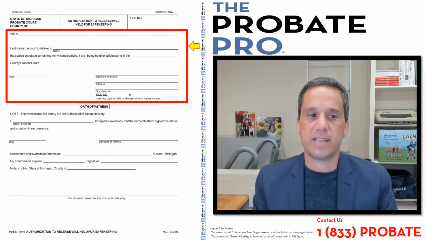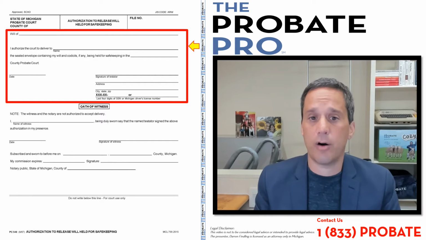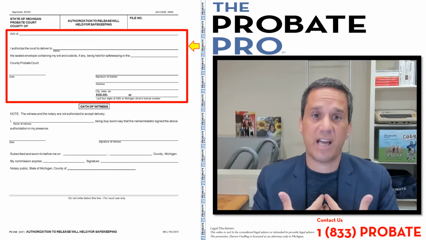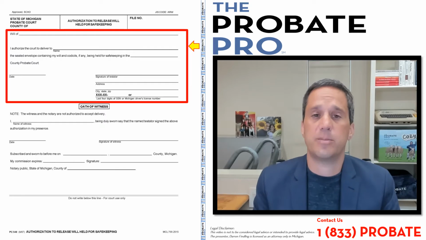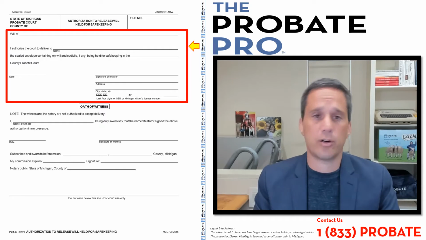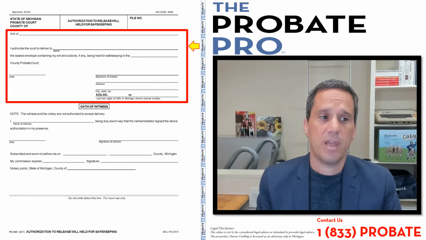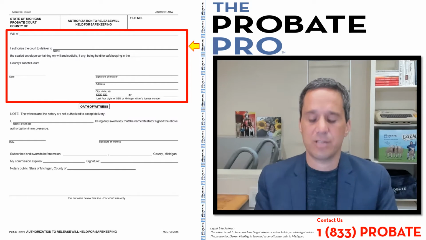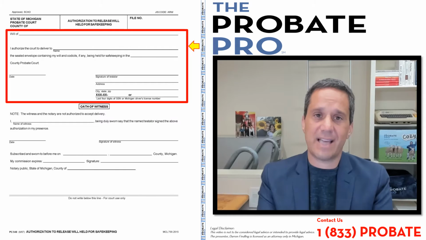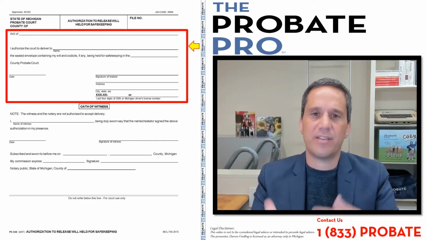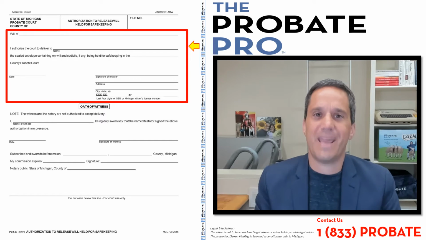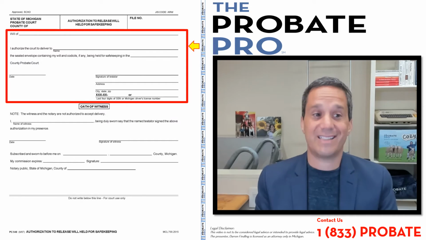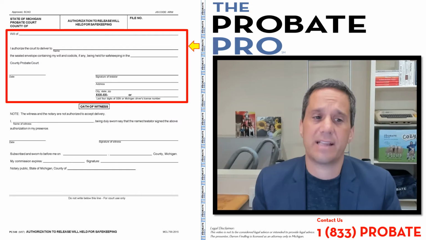Now, in this case, it could be delivered to a third party. So rather than just yourself, it could be authorized to be delivered, for example, to a lawyer or a family member. The sealed envelope containing my will and codicils. The will is the testamentary document, the last will and testament, and a codicil are these amendments that may be added to the will. And it says, if any, because there's not always codicils.